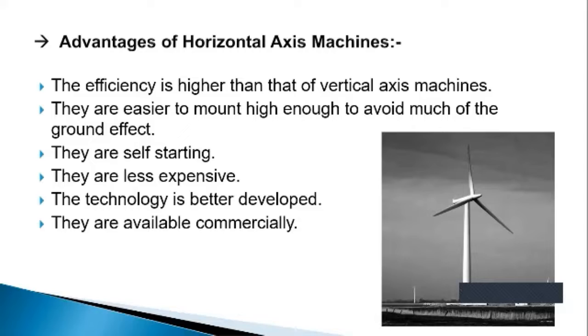Next advantage is they are self-starting, because due to wind speed the rotor blades rotate automatically. That's why it is a self-starting turbine. They are less expensive. The technology is better developed and it is available commercially. Horizontal axis windmills are available in very large quantity.